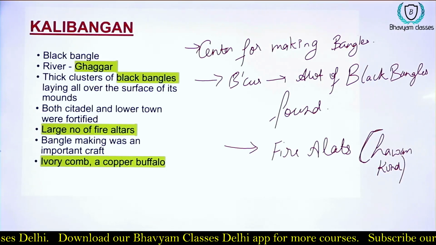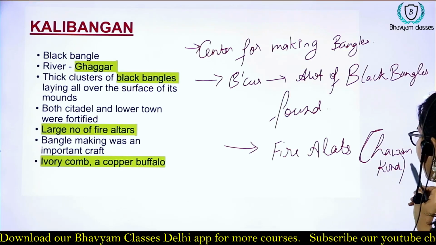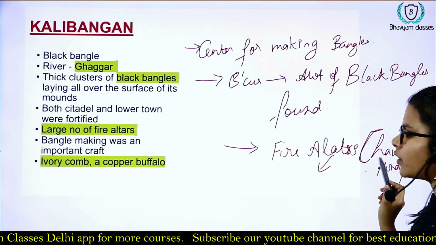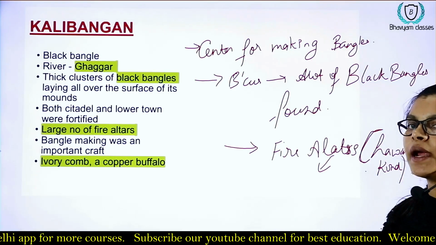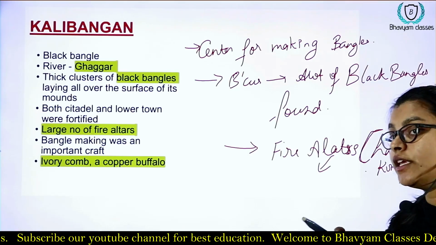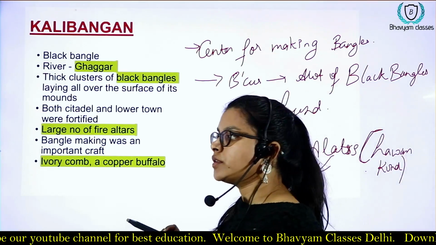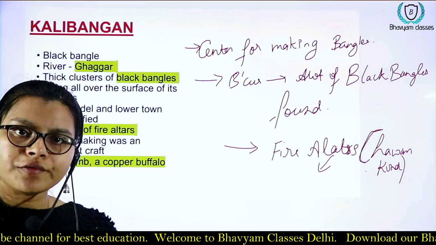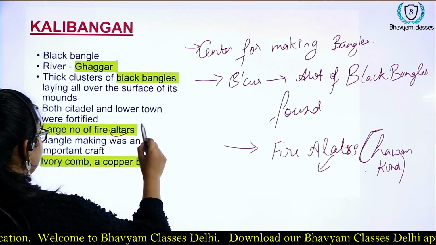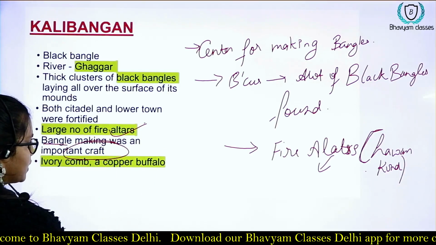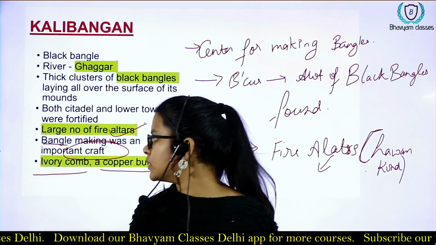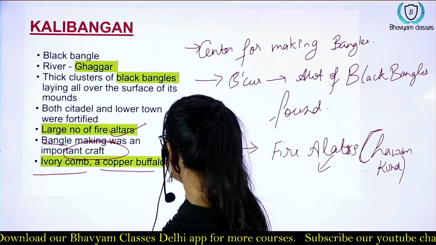So if we talk about Havan Kund, the fire altars, why are they used? They are used for havans when we practice the ritual practices and all. So it is said that fire altars must have been used for religious practices, and a lot of fire altars have been found from this particular site. Fine. So bangle making, important craft. We have found an ivory cone, a copper buffalo also. So this makes this site very, very important.